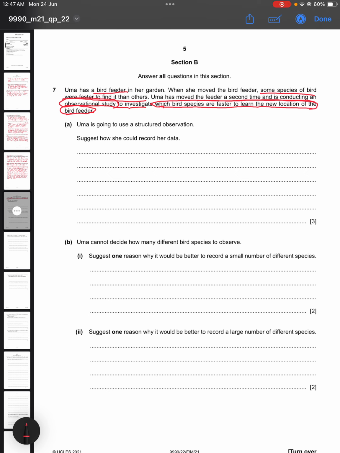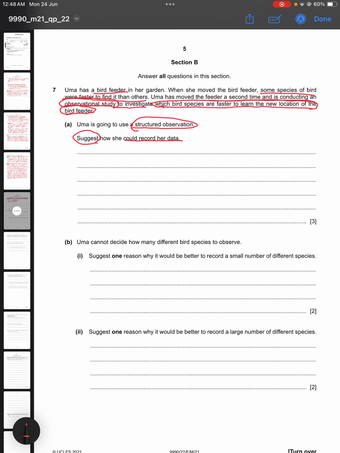Now what she is doing is using structured observation. We need to suggest how she could record her data. So basically we need to tell her the procedure of recording the data, that is, how she can use a structured observation to record her whole data for the study. It is for 3 marks, so you are going to get a mark for each correct point made.